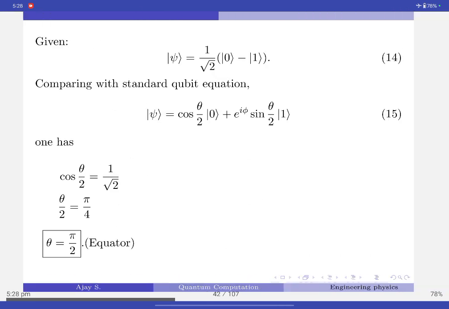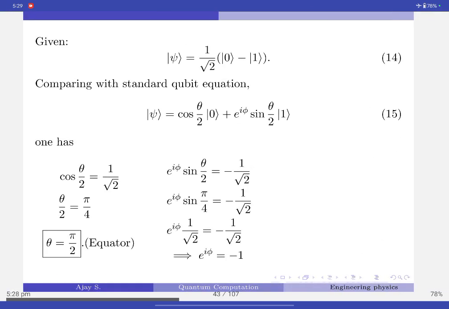Similarly, one can find out the Bloch sphere representation for the state 1 by root 2 ket 0 minus ket 1. So again, compare it with the standard equation. Just as before, cos theta by 2 has to be equal to 1 by root 2, implying theta is equal to pi by 2 situated in the equator. Now to find out phi, this time we need it to be equal to minus 1 by root 2 because of the minus sign in equation 14. And substituting theta is equal to pi by 2, sin pi by 4 is 1 by root 2. Again, they get cancelled. This time, e to the I phi is equal to minus 1.